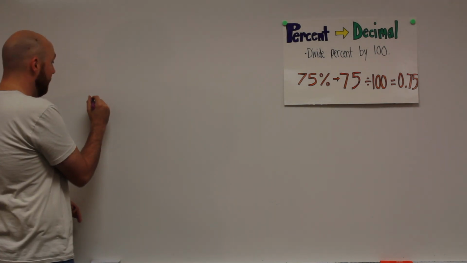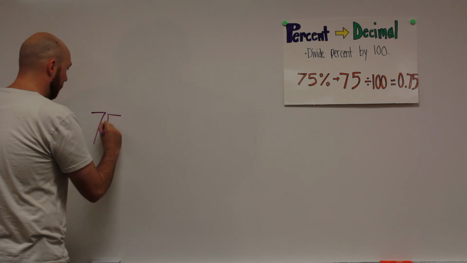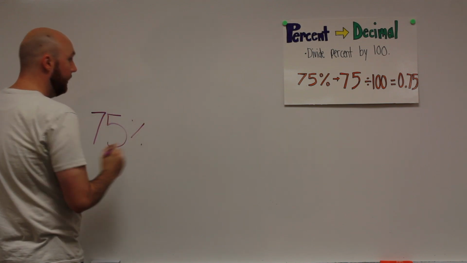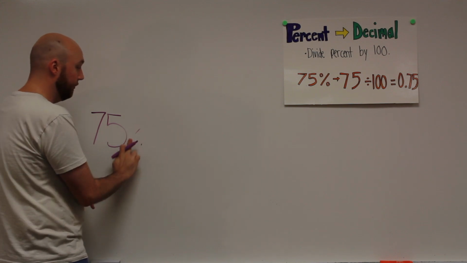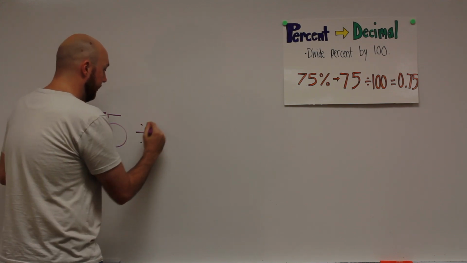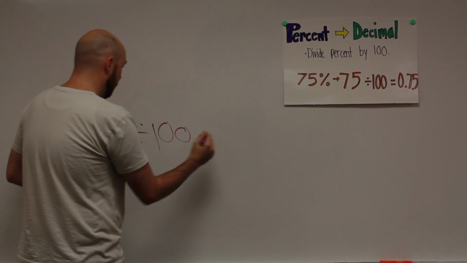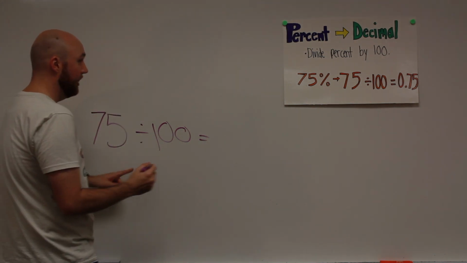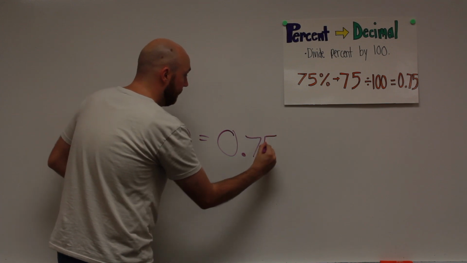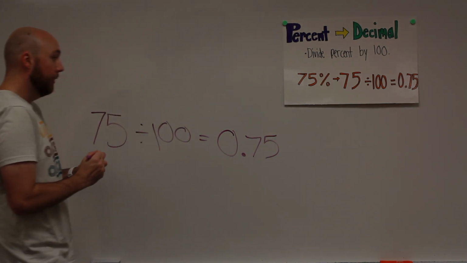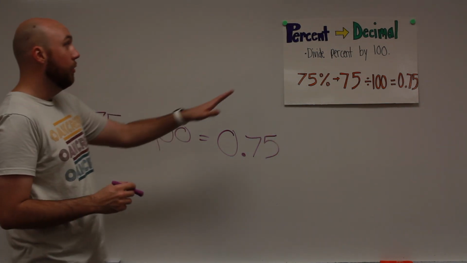Okay, if we have 75%, right? It says take 75 and divide it by 100. So I'm just going to erase this percent sign and I'm going to divide it by 100. Okay, 75 divided by 100 will get you the decimal 0.75. Okay, so this is how we can do it.